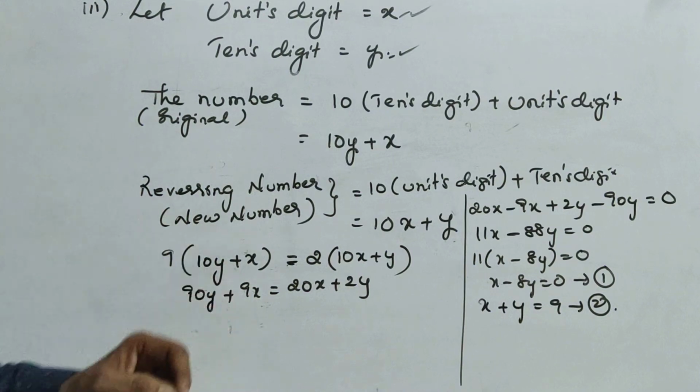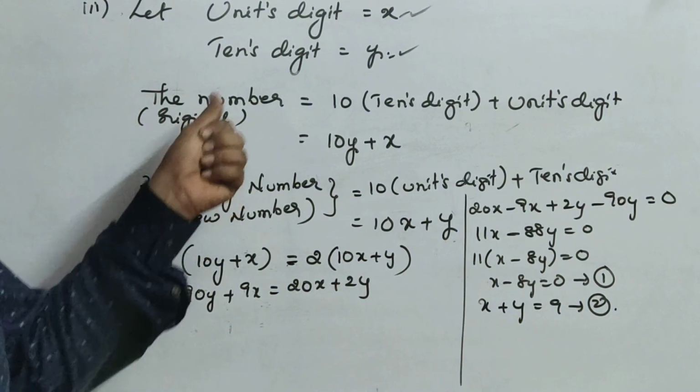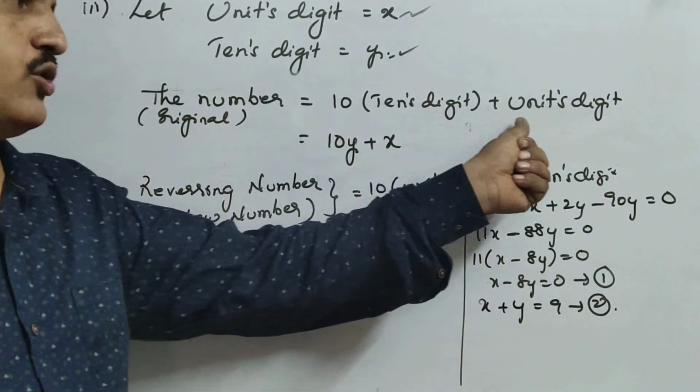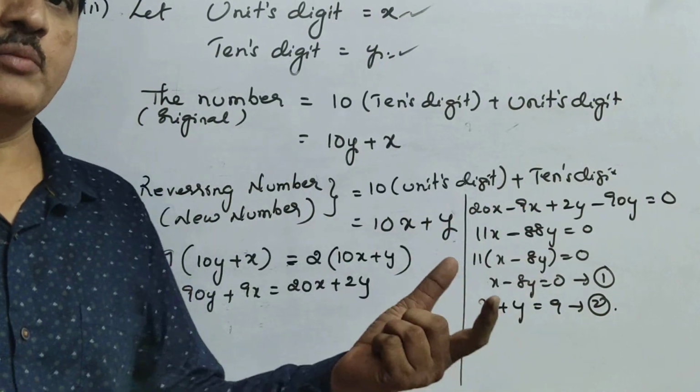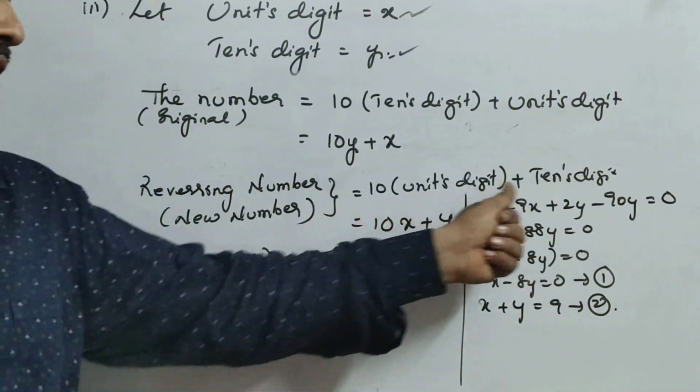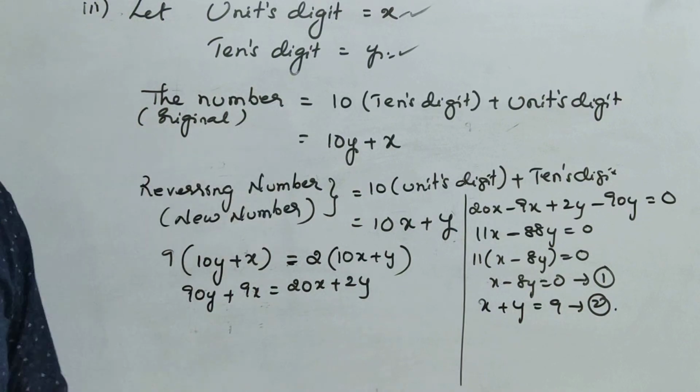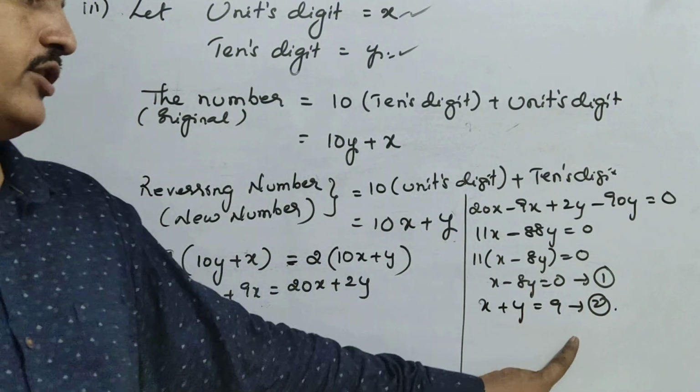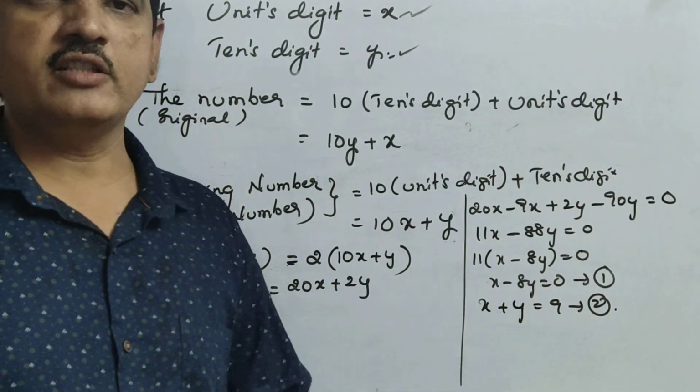The number means something completely different. The number means 10 into tens digit plus units digit. Reversing the number means 10 into units digit plus tens digit. You should be very careful. Now we can solve the equations for x and y, and then you will get the solution.